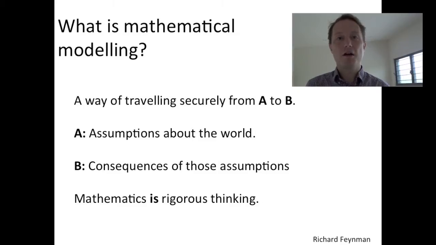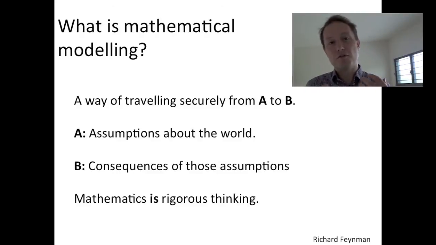But I think it's useful just to go over again what we do when we do mathematical modelling and why we do it. So what is mathematical modelling? Well, mathematical modelling, I think, is just a way of travelling from A to B. So A is our assumptions about the world, and B is the consequences of these assumptions. And mathematics is a rigorous way of thinking which takes us from our assumptions to our consequences.